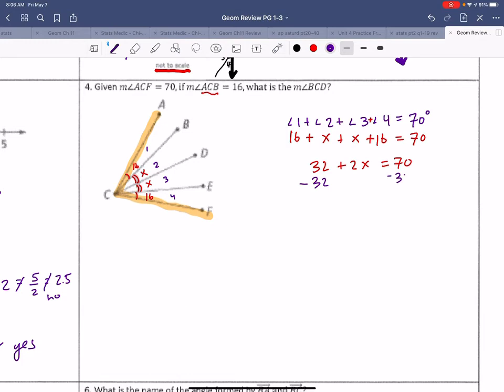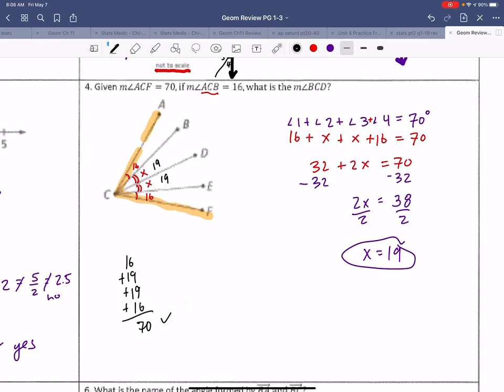Subtract 32. 3. And we get 19. Now, we can double check our work. If these were 19, does 16 plus 19 plus 19 plus 16 all add up to 70? Yes, it does. Nice work.